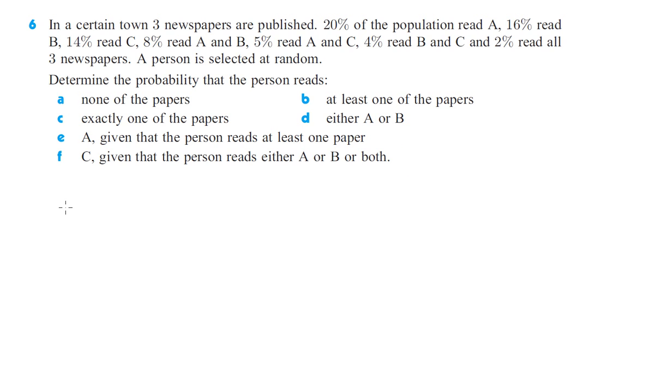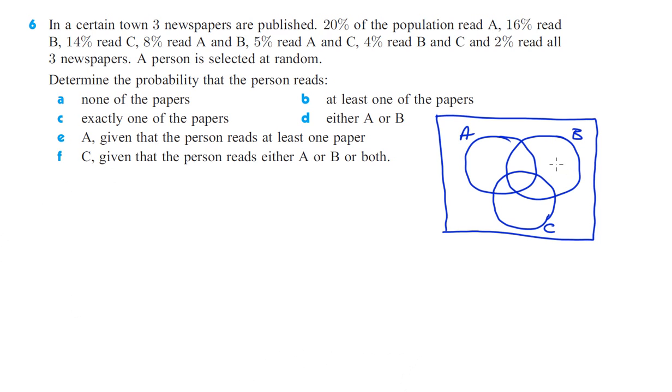In a certain town, 3 newspapers are published. 20% of the population read A, 16% read B, 14% read C, 8% read A and B, 5% read A and C, 4% read B and C, 2% read all 3 newspapers. Okay, so now we're talking about A, B, and C, 3 different newspapers, 3 different things they're talking about here. So let's make a Venn diagram with 3 circles, 3 loops. Okay, so it could look something like this.